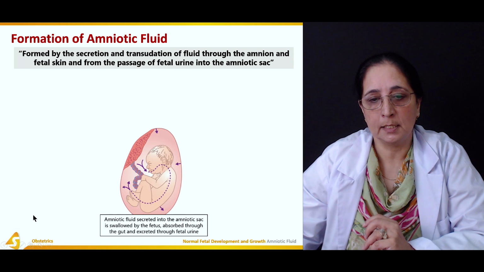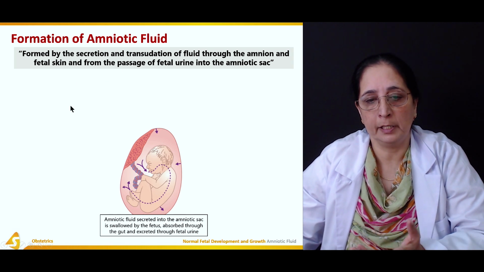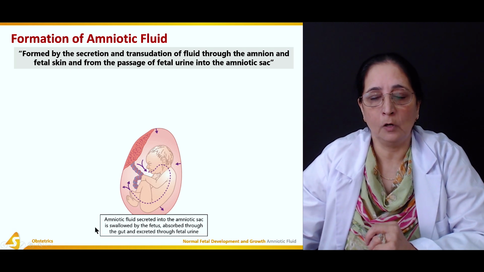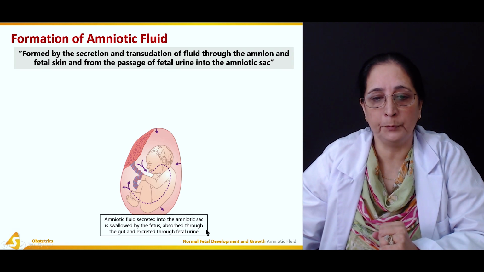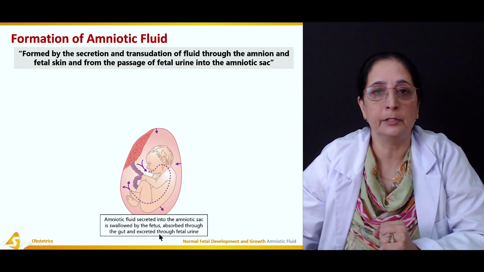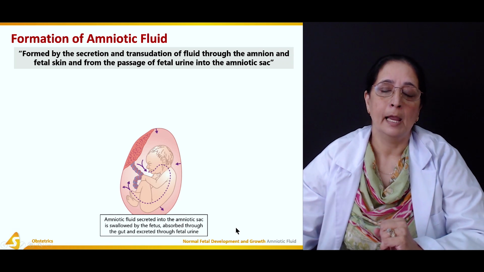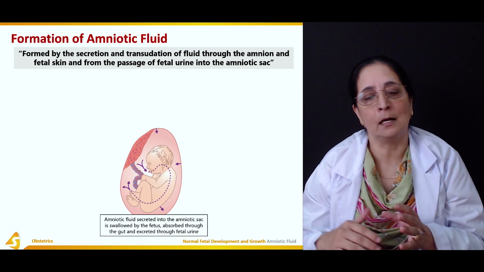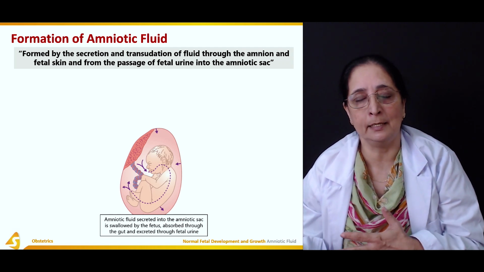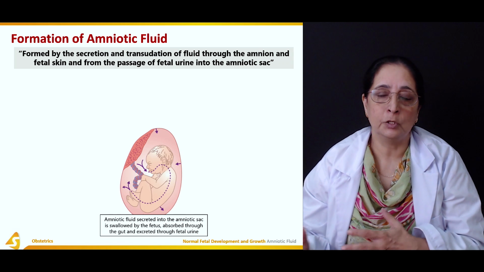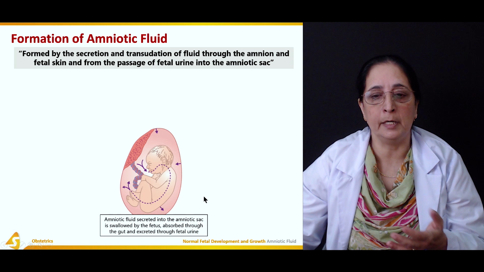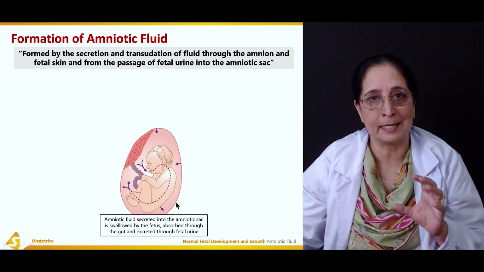First, the formation of amniotic fluid. Amniotic fluid is secreted into the amniotic sac, is swallowed by the fetus, absorbed through the gut, and excreted through fetal urine. As you saw in the previous section, the kidneys are produced pretty late in the gestational period. So the main function here, the amniotic fluid is secreted into the sac.